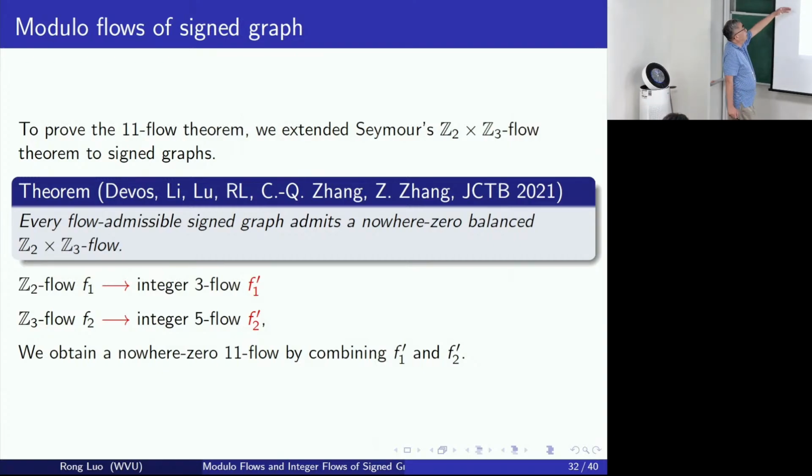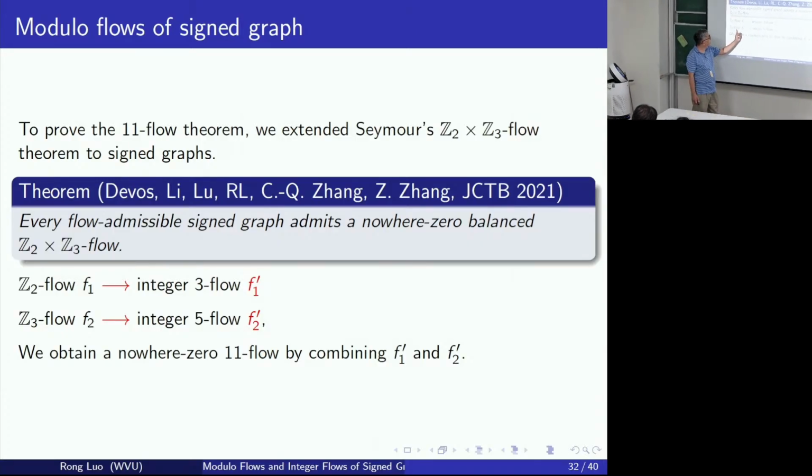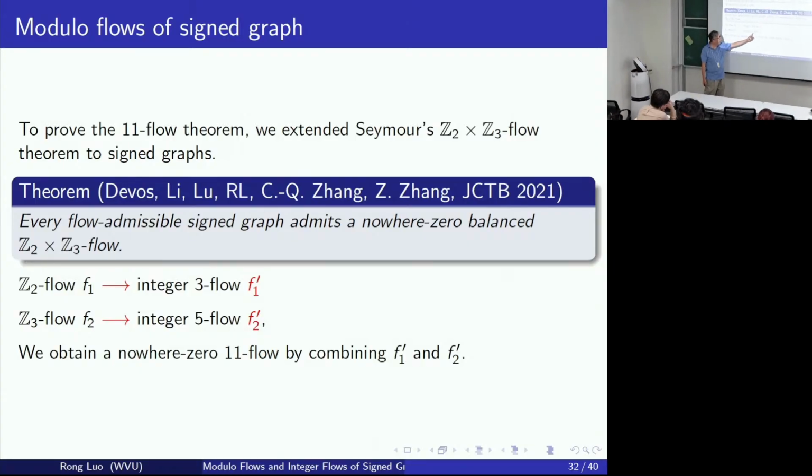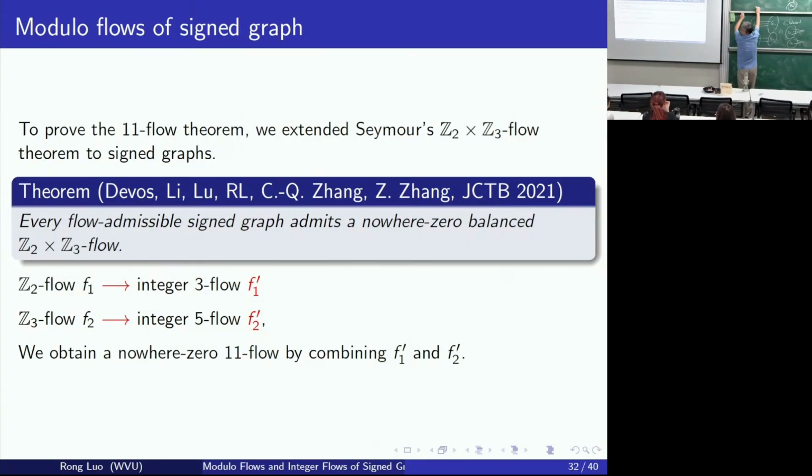And once we have the Z2 flow, we can cover the Z2 flow with an integer 3-flow. We can cover. It's not exactly covering, so we just convert this 3-flow into an integer 5-flow. Then we just look at the 5-flow here.